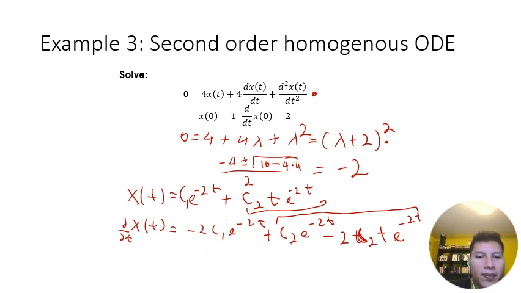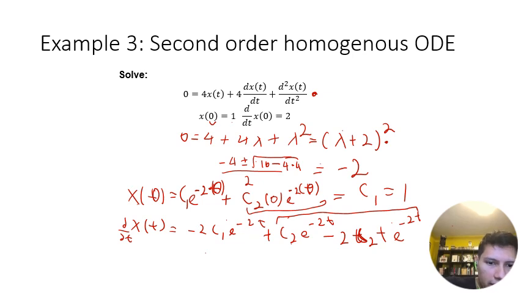At this point, to figure out what C1 and C2 are, I have to plug in my initial conditions. So I'm going to plug in 0 into this equation. The terms with t become 0, and this equation turns into C1 equals 1. So now we know what C1 is.